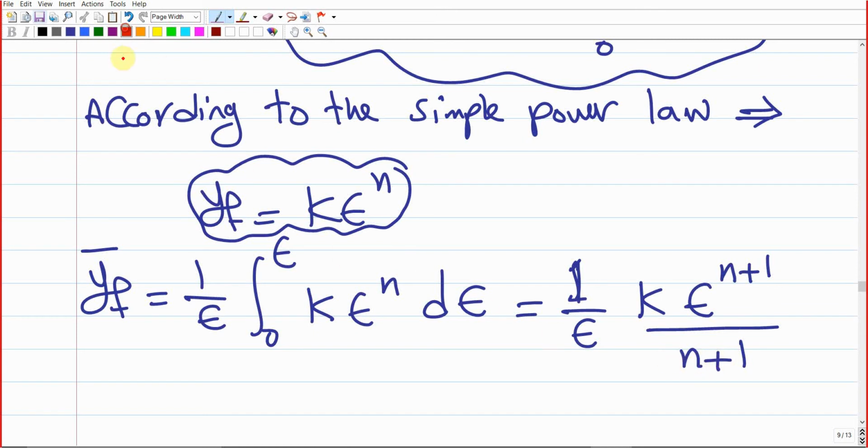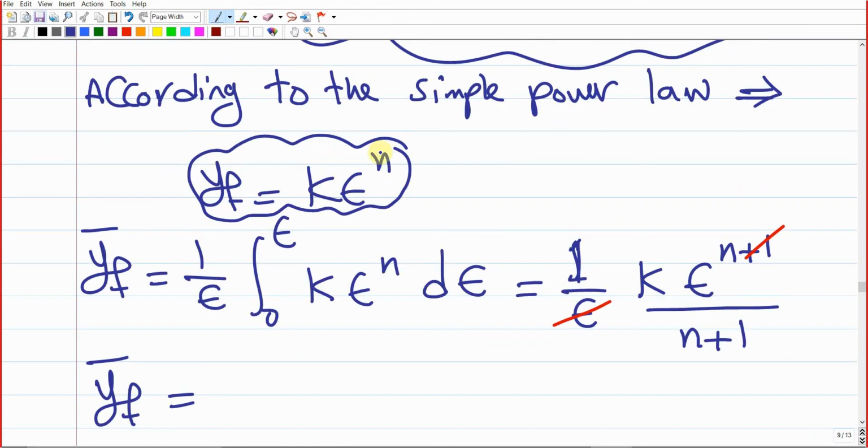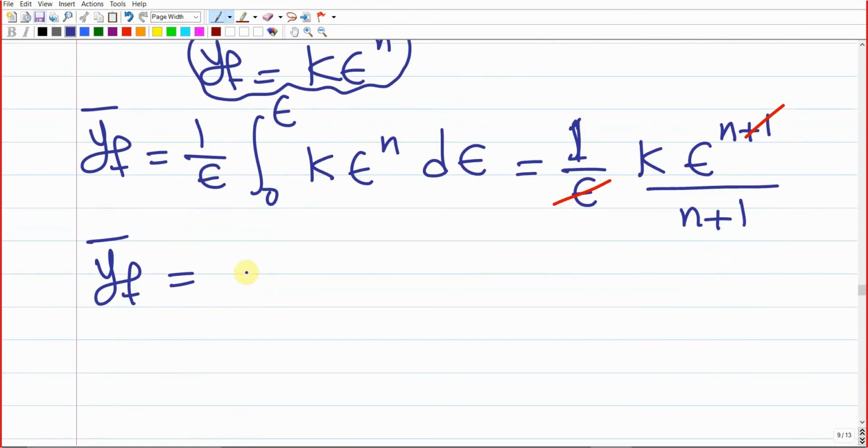Then we can cancel this epsilon with the 1 over epsilon. If you combine this epsilon bar N plus 1 with the epsilon, we have to subtract 1, so this one will be cancelled, right? So this is going to give us, at the end, the average flow stress according to the simple power law. It should be K times epsilon, or we can write this one as K epsilon bar N over N plus 1.